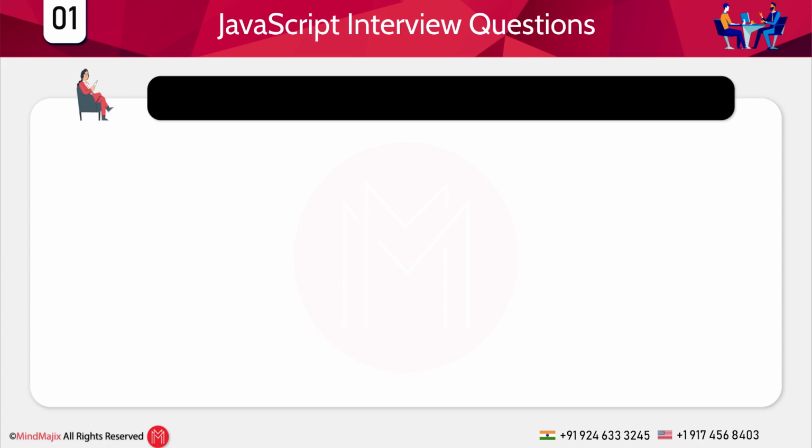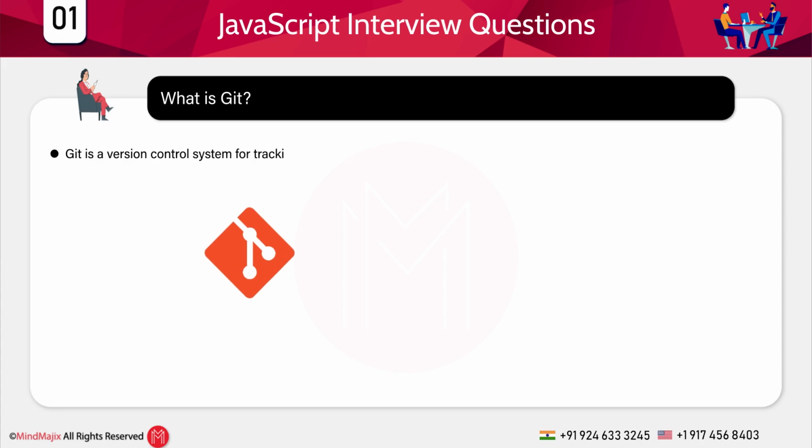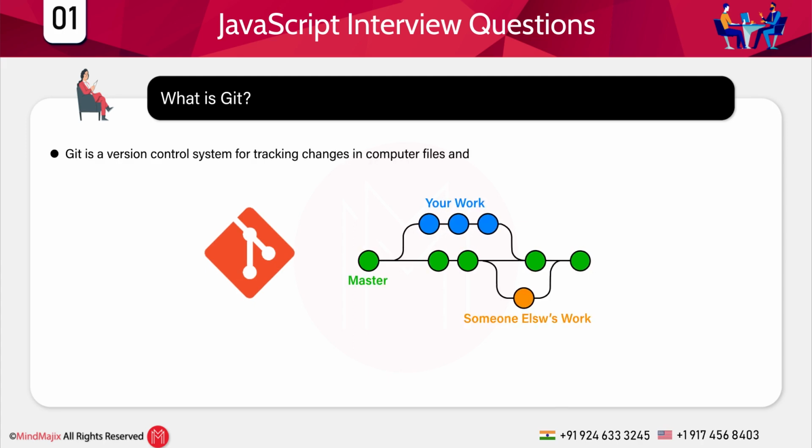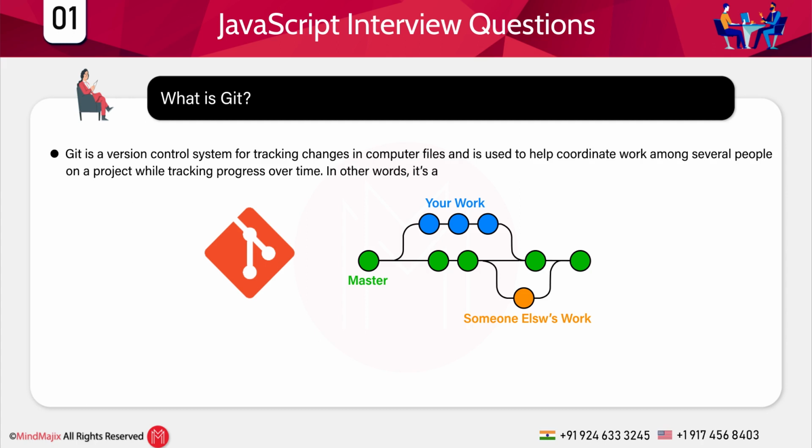So the first question is, what is Git? Git is a version control system for tracking changes in computer files, and it is used to help coordinate work among several people in a project while tracking progress over time. In other words, it's a tool that facilitates source code management in software development.